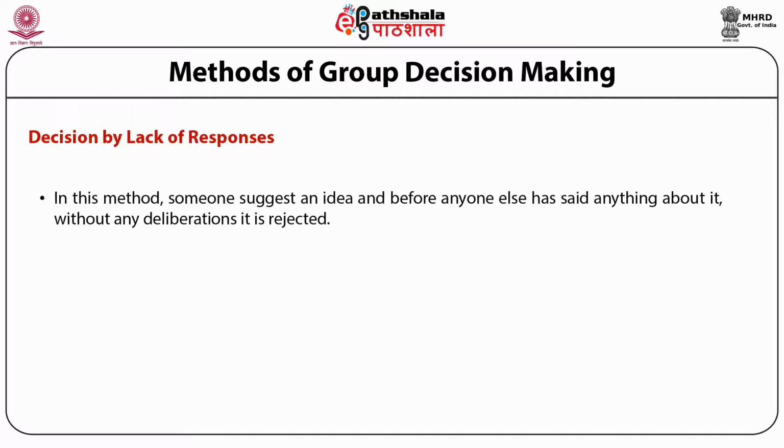Let's look into the different methods of group decision making, and I'm sure this is going to be quite interesting. Now, decisions can be made by various methods, and let us discuss them one by one. The most prominent method used for group decision making is decision by lack of responses. As the name suggests, in this method, someone suggests an idea, and before anyone else has said anything about it, without any deliberation, the idea is rejected.